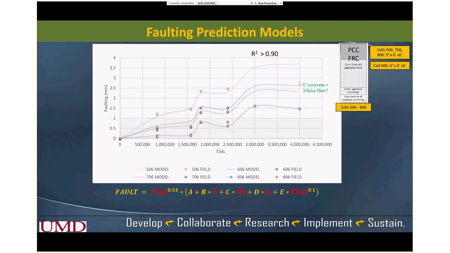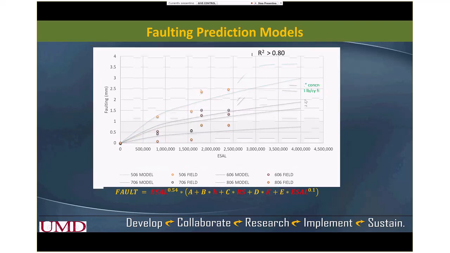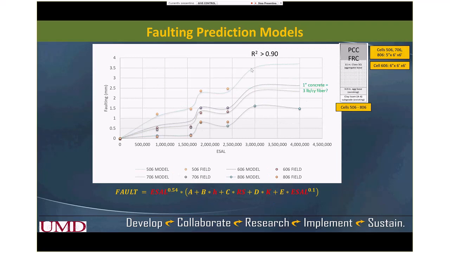Again, what we are seeing is that for 606 and 706, the faulting values were pretty close. As I mentioned, 606 was 6-inch, 706 was 5-inch. 706 had 3 pounds more fibers, but faulting-wise they perform about equal. So that's what I am saying, that maybe 1 inch of extra concrete and 3 pounds per cubic yard of fibers are probably equivalent with respect to faulting, but this is based on very limited data. Here you can see the steps in the correlations.